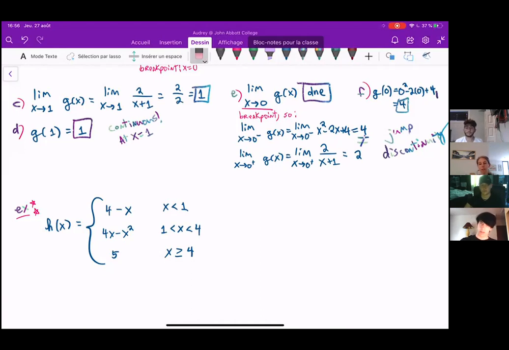What are my breakpoints, or what is my breakpoint? 1 and 4. There are 2 values that show up in my intervals here, which means that I have 2 breakpoints. Those breakpoints are 1 and 4. So I'm going to do what we did before, and I want to determine where is 1 from the left and where is 1 from the right. Where is 4 from the left and where is 4 from the right?